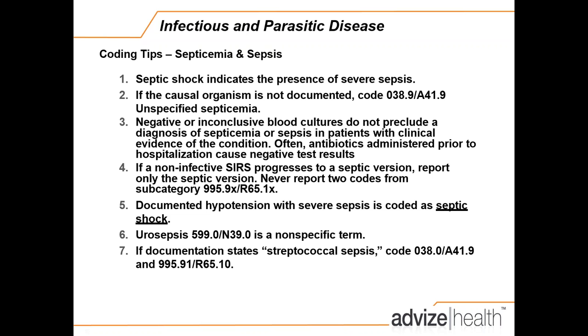Urosepsis N39.0 is a non-specified term. If documentation states urosepsis, code A41.9 and the R65.10. So if you code sepsis, there are many different ways, and knowing the flow and the condition of the patient, these are basic guidelines just giving you an idea of how to find that definite condition of the illness.